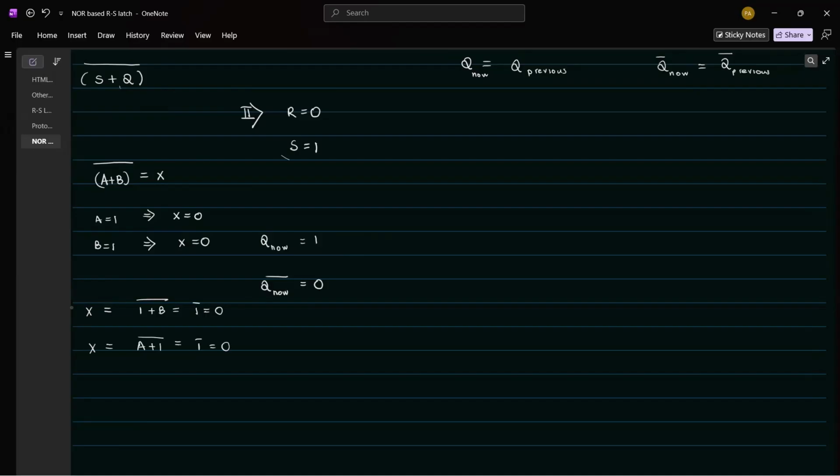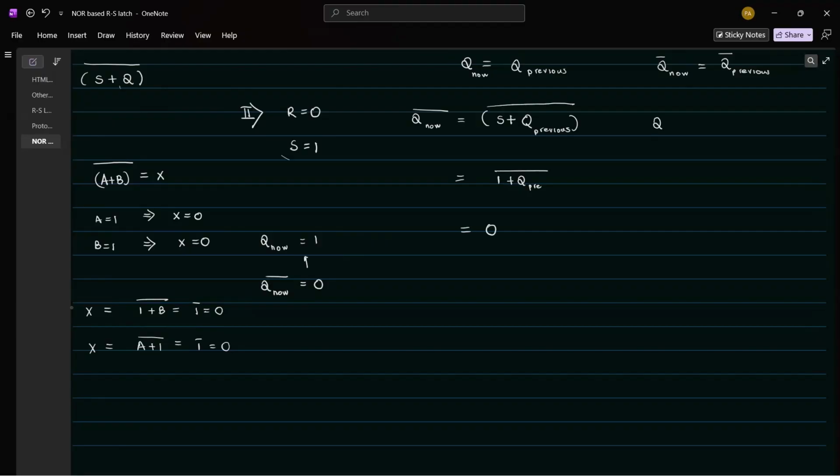Since here we have S equal to 1, we will first of all look at Q bar only. We know Q now whole thing bar is equal to (S plus Q previous) whole thing bar. Now we know S is equal to 1, so (1 plus Q previous) whole thing bar is equal to 0. So Q bar now is equal to 0, which means Q now has to be 1, because these two are inverse.